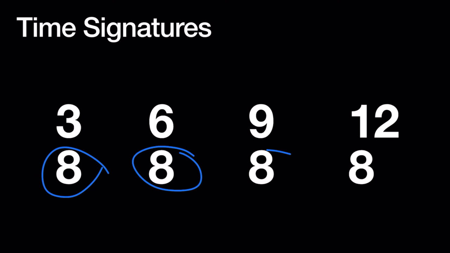So our next group of time signatures has an 8 on the bottom. And whenever there is an 8 on the bottom, the 8th note now gets 1 beat. So it changes the note values. Remember when we had a 4 on the bottom, the quarter note got 1 beat. Well, now when there's an 8 on the bottom, the 8th note gets 1 beat.